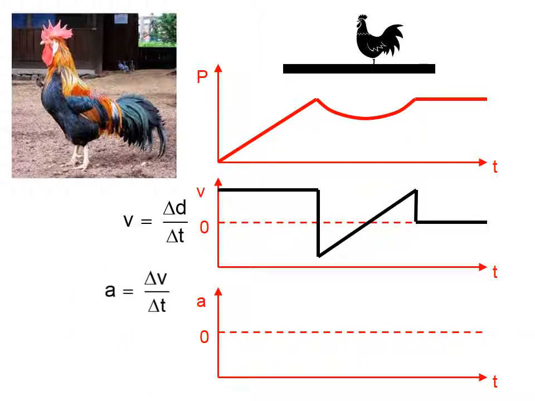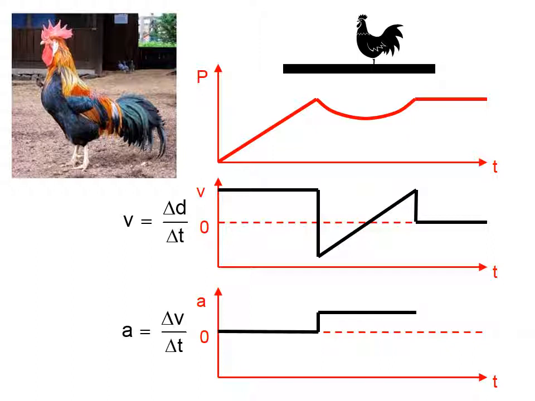What about our acceleration time graph? Acceleration is change in velocity over change in time. We talked in a previous lesson how the slope of the velocity time graph is equal to the value at any point of the acceleration time graph. If we look at the slope of this portion of the velocity time graph, we will see that that slope is 0. The slope of the next portion of the velocity time graph is positive and constant.